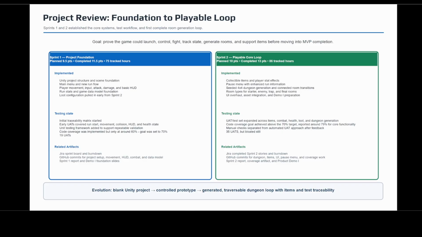The coverage goal was 70% for core functionality, and this sprint exceeded that target at around 79%. The UATs at the end of Sprint 2 were at 35, but I still had not decoupled the manual testing from it, so it was bloated. At this point, over half the functional requirements were completely satisfied, with another 40% being partially completed by the testing and implementations of the project.